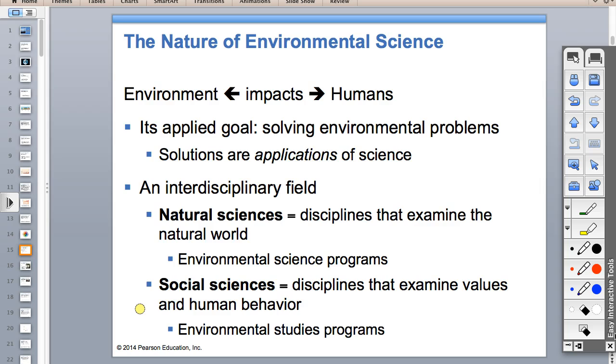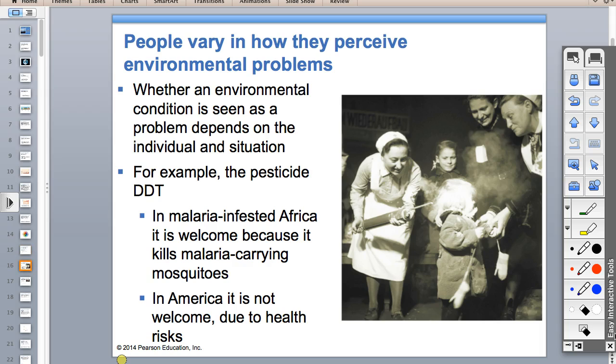There are natural sciences, so these are things like biology and chemistry, and there's social sciences. This is more like sociology, and even something like economics. So we're not just looking at science here, we're looking at social science as well. When we're looking at an environmental problem, this little picture right here is very telling.